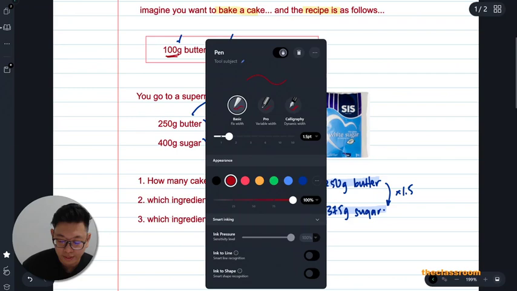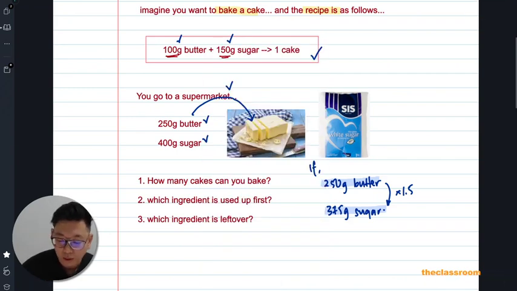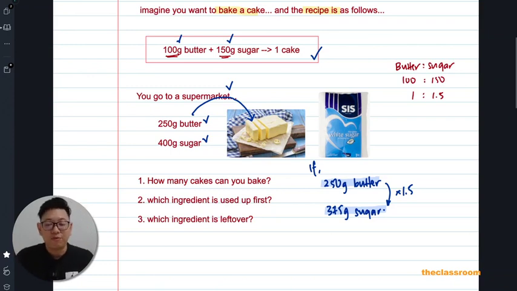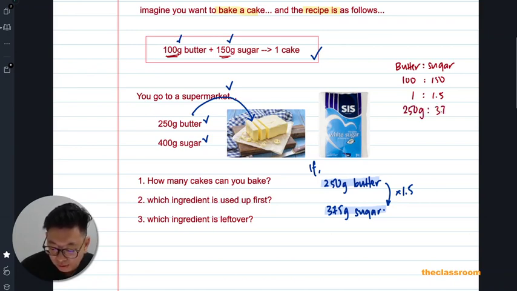Another way you can express it is to do something like a mole ratio. Your butter to sugar is 100 to 150, or 1 to 1.5. So for every 1 gram of butter, you need 1.5 grams of sugar. If you have 250 grams of butter, we need 375 grams of sugar. So notice, until now, I've not looked at this 400 yet. I've simply ignored the number. To find excess and limiting, you just use one number and ignore the other given number first. So to use up all your 250, I need 375.